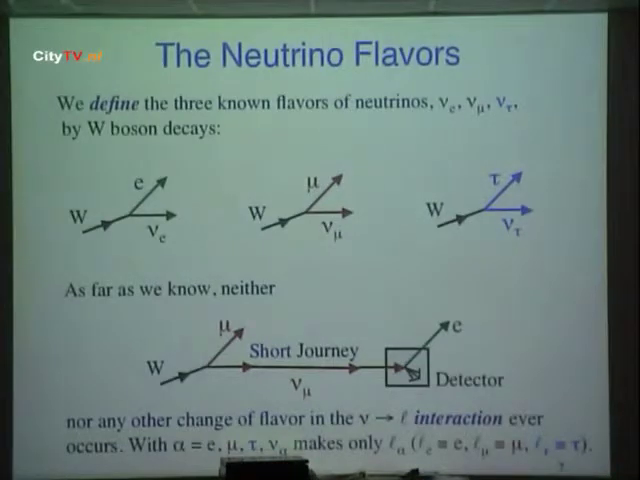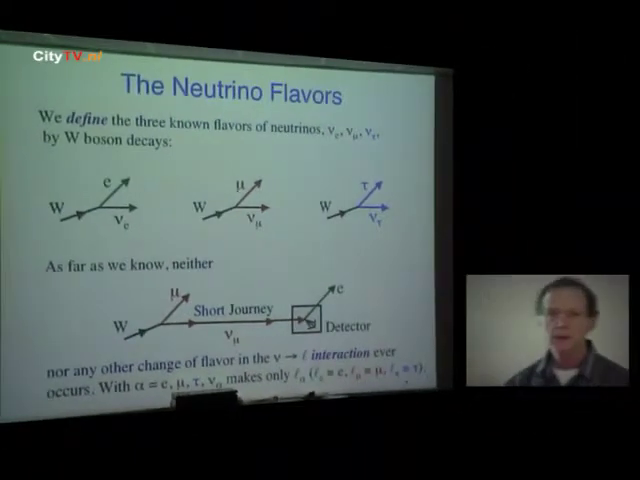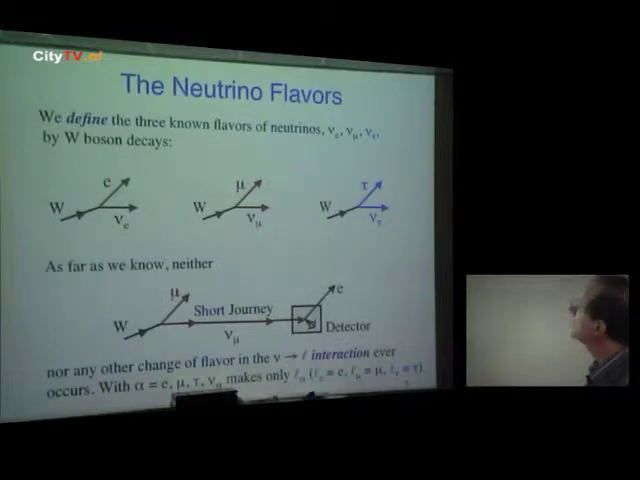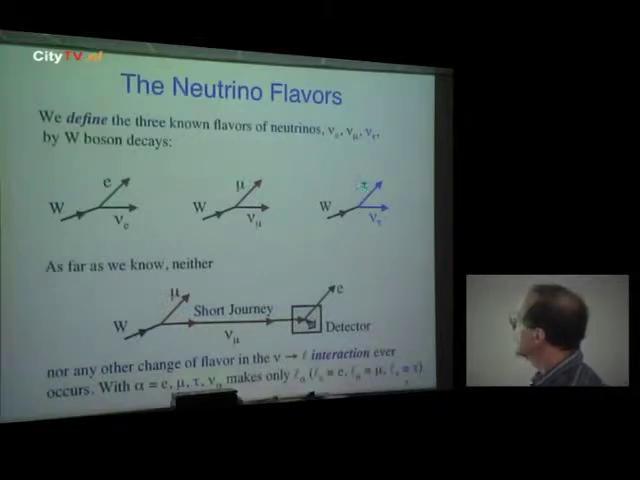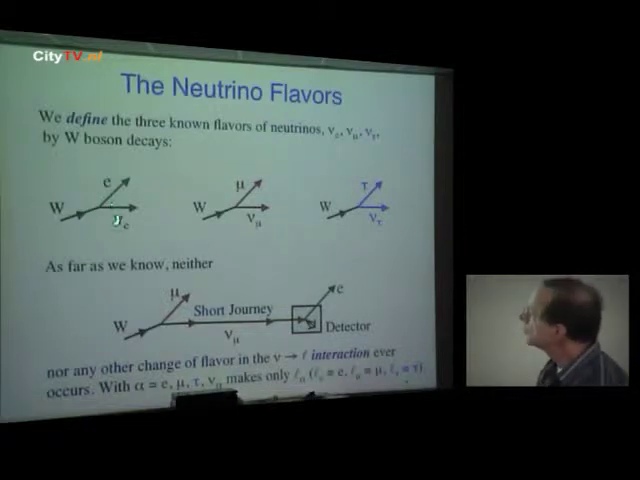There are at least 3 flavors of neutrinos, 3 that are known: the electron neutrino, the muon neutrino, and the tau neutrino. We will define these flavors in terms of what the W does when it decays leptonically. A W can decay leptonically into an electron, a muon, or a tau, plus an accompanying neutrino. We will define the nu E as the one that comes together with an electron, the nu mu is the one that comes with a muon, and the nu tau is the one that comes with a tau.